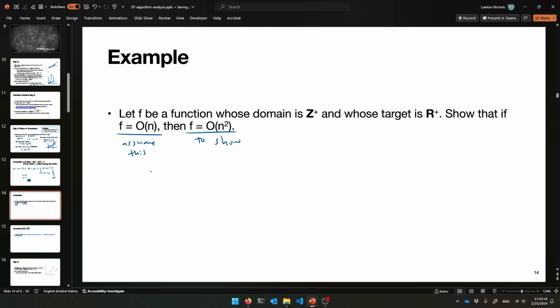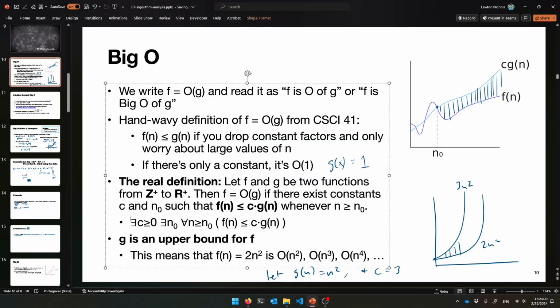All right, so proof. We'll use the definition, of course. Let f be a function. We're assuming this. Let f be big O of n. Then, what do we know? If f is big O of n, well, there exists a c bigger than 0, there exists an n naught such that this is true about f and the constant times that function.